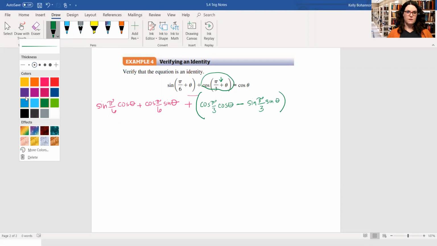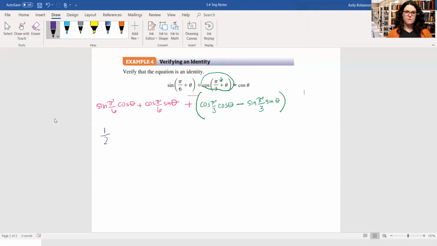Let's go ahead and simplify. So sine of pi over 6 is 1/2 cosine theta plus square root 3 over 2 sine theta plus, cosine of pi over 3 is 1/2. I'm going to change colors again so I know what I'm dealing with. 1/2 cosine theta minus square root 3 over 2 sine theta. And because this happens to be a plus here and a plus here, I could just drop those parentheses. I was just keeping it separate so I would know kind of where I was.